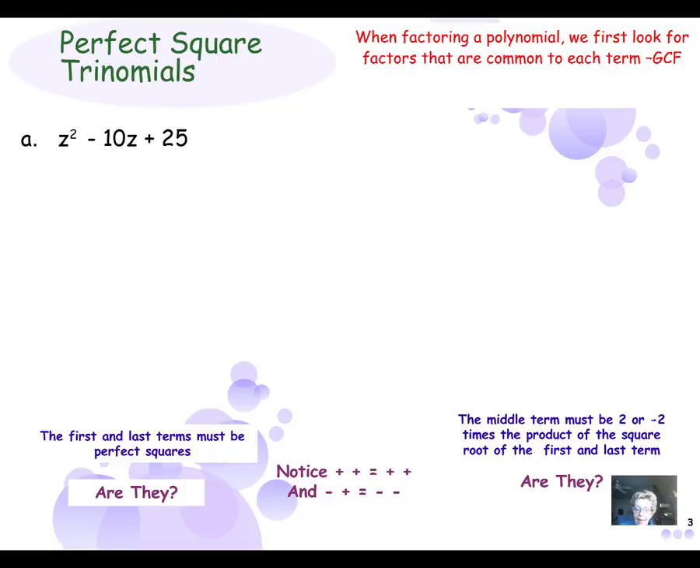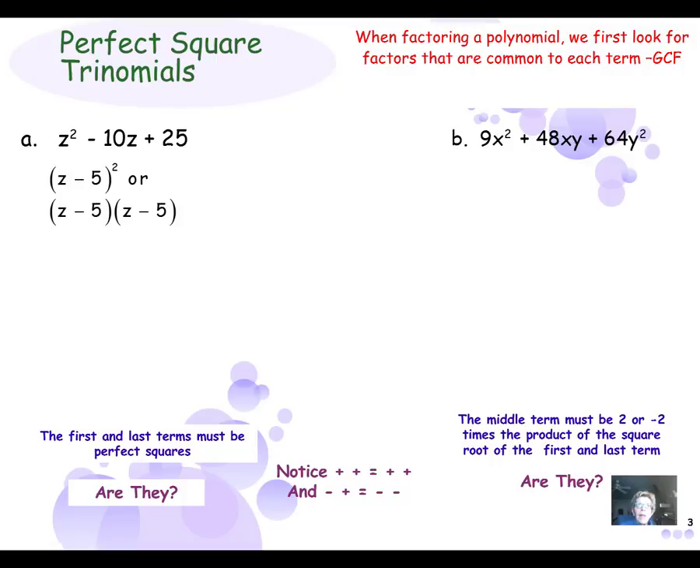Yes, it is. And so that will factor into the quantity of z minus 5 squared. We prefer it that way, but you can write it as z minus 5 times z minus 5. Especially if you want to check it, you could re-multiply by foiling.